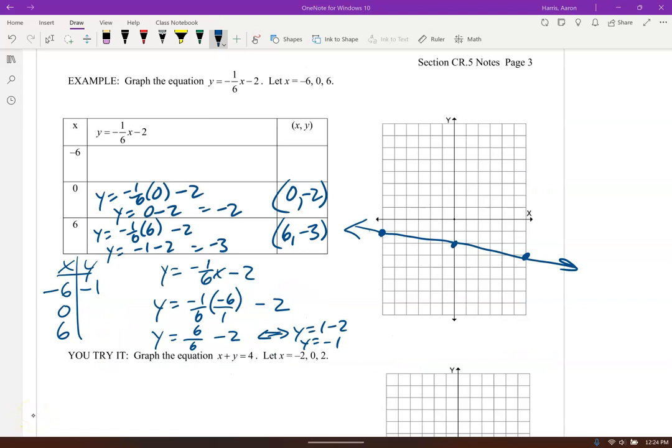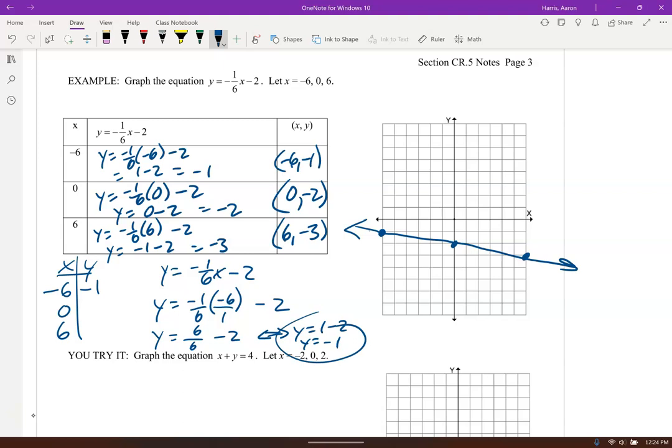There's your work for that one. Y equals negative 1/6 x minus 2. If you plug in negative 6, you get negative 1 first, which I showed down here. So negative 6, negative 1.